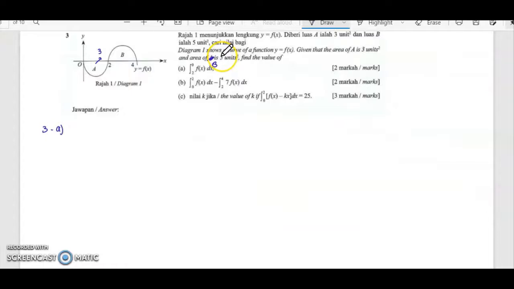Okay, we go to question number 5. Diagram 1 shows a curve of a function y equal to f(x). Given that the area of A is 3 units and then the area of B is 5 units, find the value of. Okay, so first thing first, awak kena ingat bila area is always positive. Walaupun kalau awak kira dia dapat negatif, kita akan letak modulus akan jadi positif.